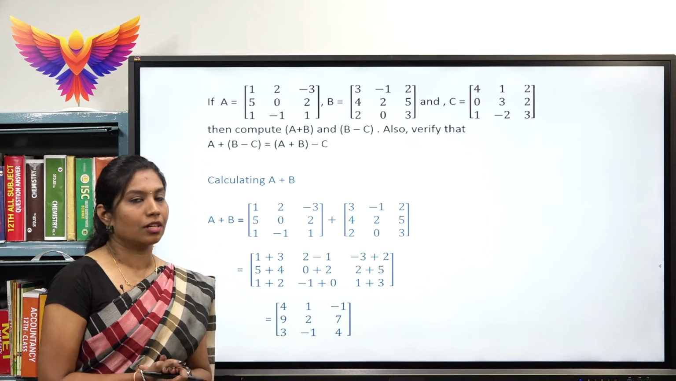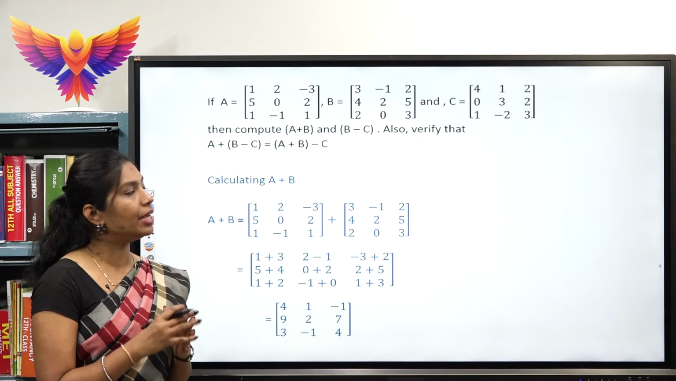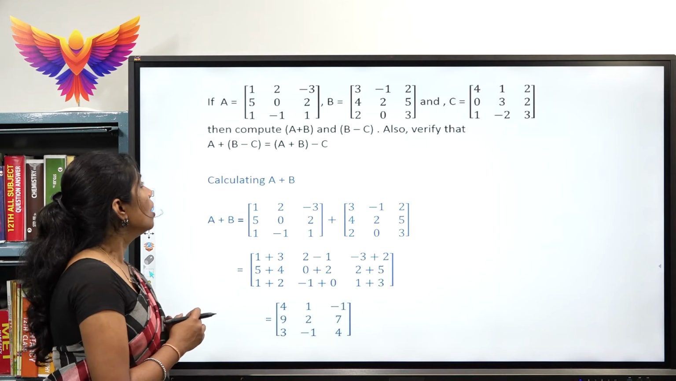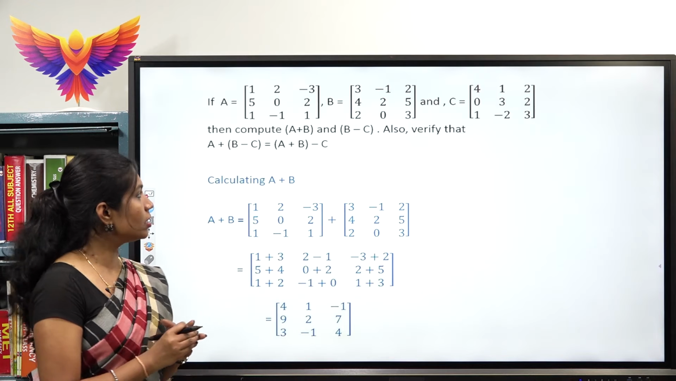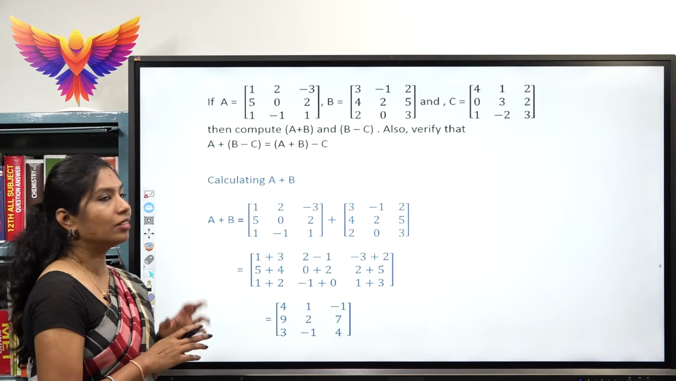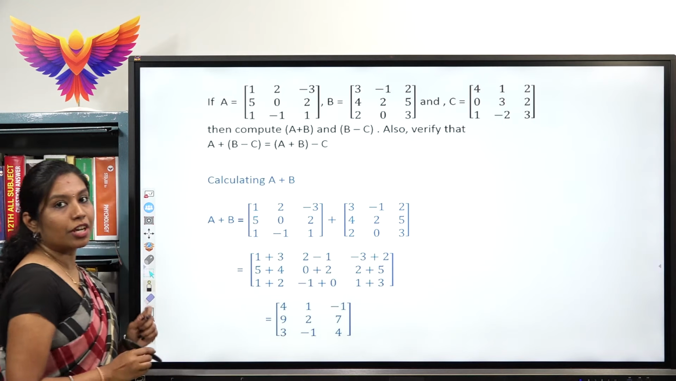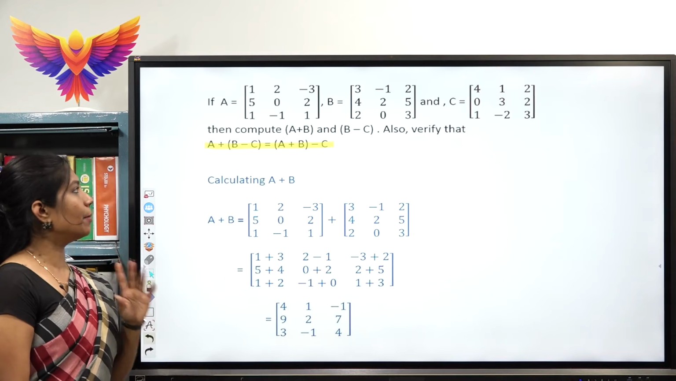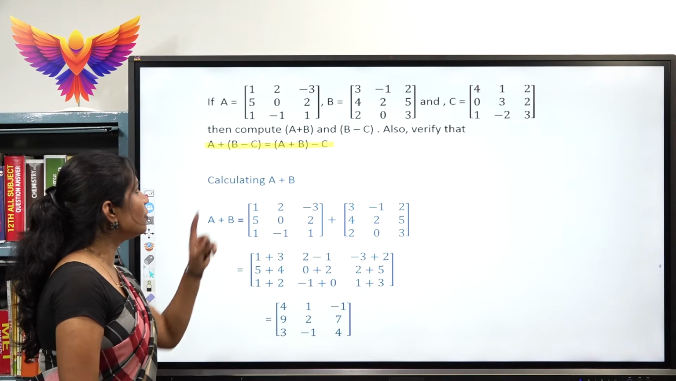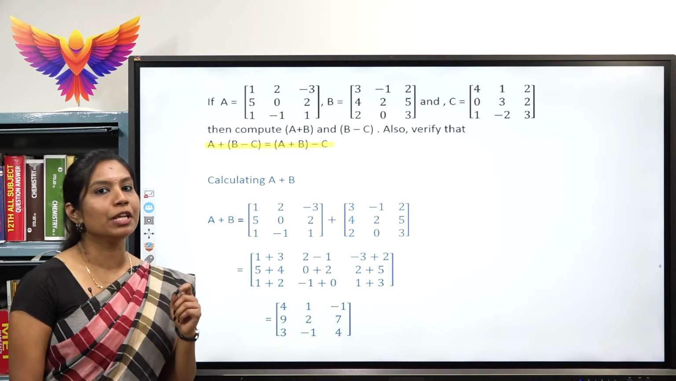Look into the next question here. We have matrices A, B and C that have been given. We are supposed to compute what is A plus B, what is B minus C, and also verify another condition that has been given, A plus B minus C is equal to A plus B minus C. We should check it out. So, how do we do this? First thing is we need to compute what is A plus B. Next we need to check what is B minus C.